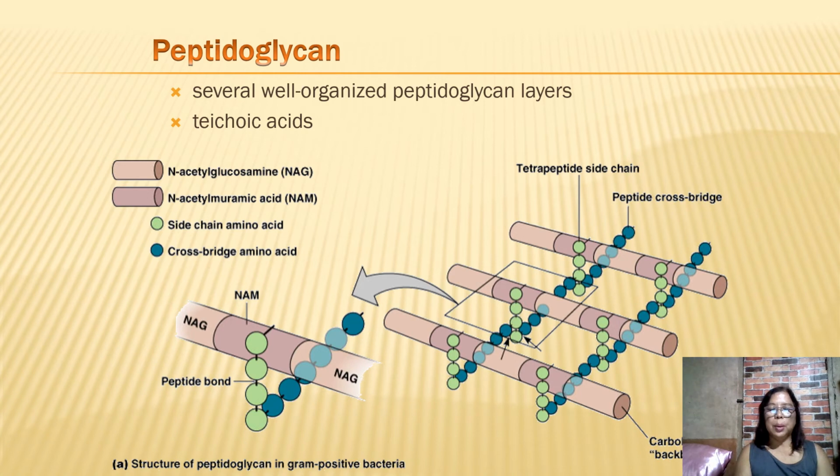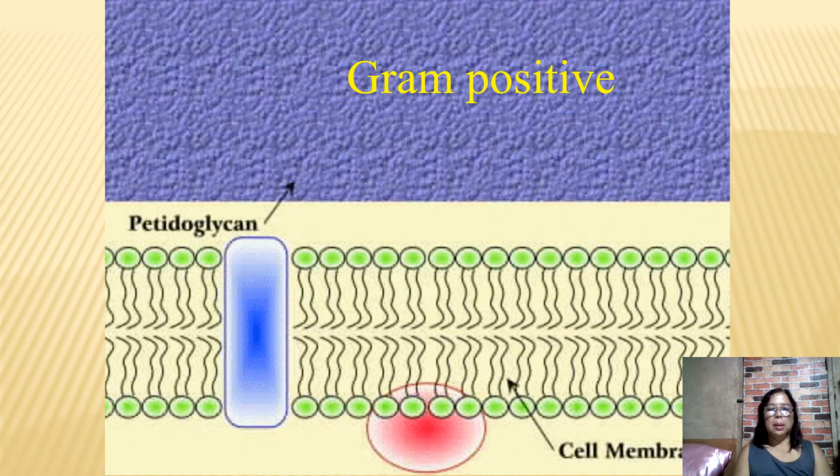So what binds them together or links them together is the presence of these tetrapeptide side chains intertwined with the peptide cross bridge. And then this could be illustrated in a gram-positive microorganism. The rough portion there is your peptidoglycan. However, this could be illustrated in this manner.